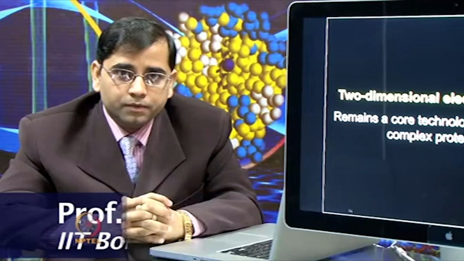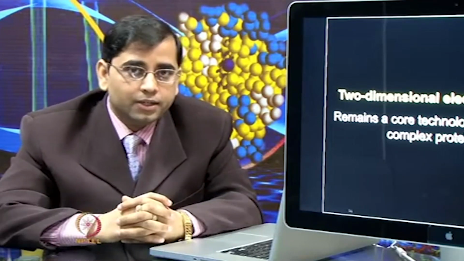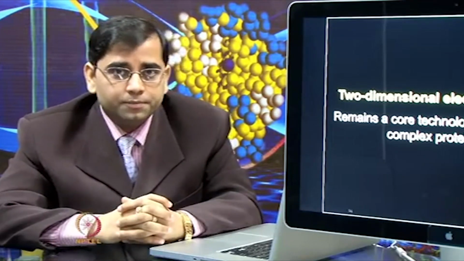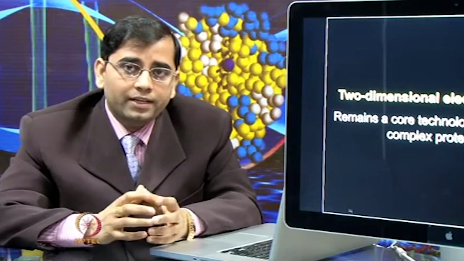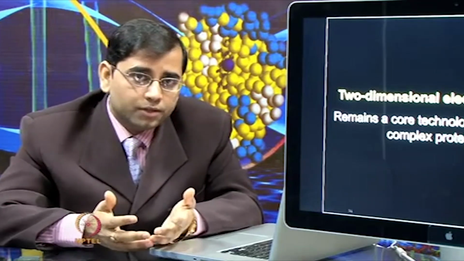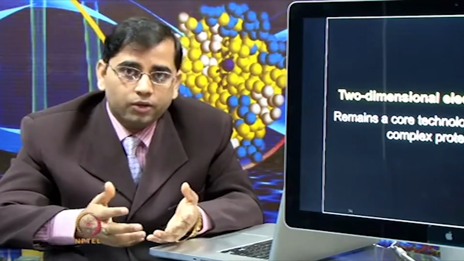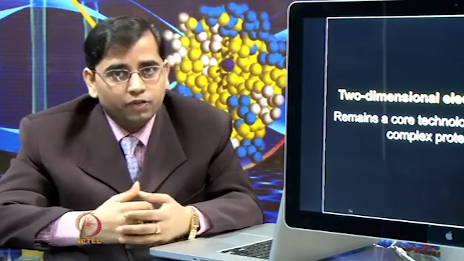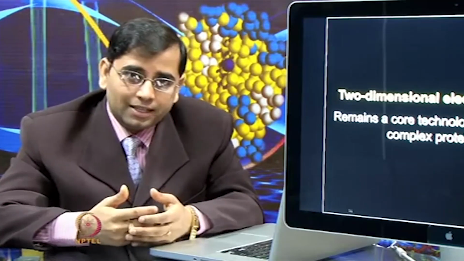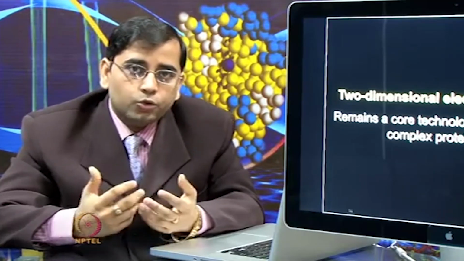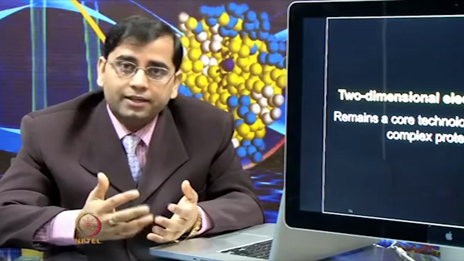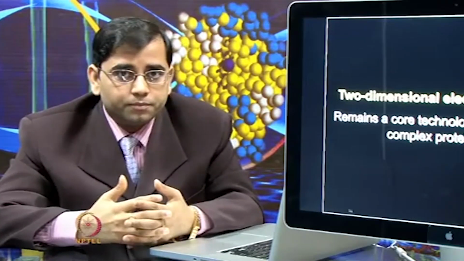Now since then, the two-dimensional electrophoresis field has seen many ups and downs. For example, several laboratories started using two-dimensional electrophoresis. It was a very easy method to use, and since one can visualize all the protein spots on the gel, it became a very attractive way of separating the proteins. So it was widely adopted. People started using it very often.